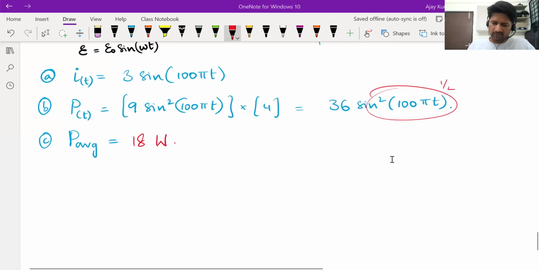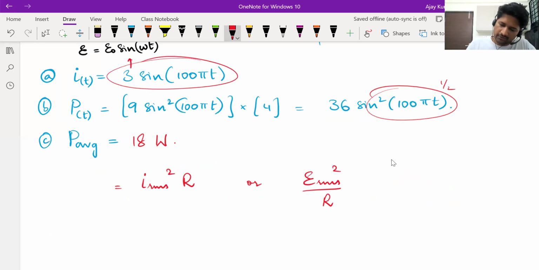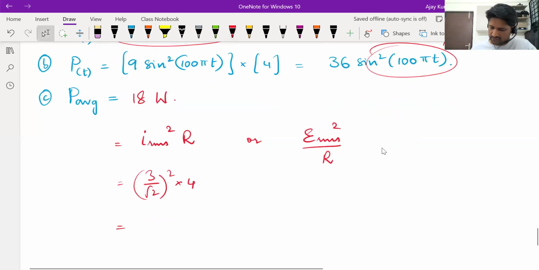Right. There's another way also to calculate average power by using the RMS values. You can write I RMS squared into R or E RMS squared divided by R. Now the current function you got, this is the peak value of current, like 3 is I naught. Then I RMS will be peak value divided by root 2. So 3 by root 2. Substitute that here. 3 by root 2 whole square multiplied with the resistance of 4. 3 square is 9, 9 fours is 36 by 2 becomes 18 watts. So even if you do it this way, you'll get the same answer.